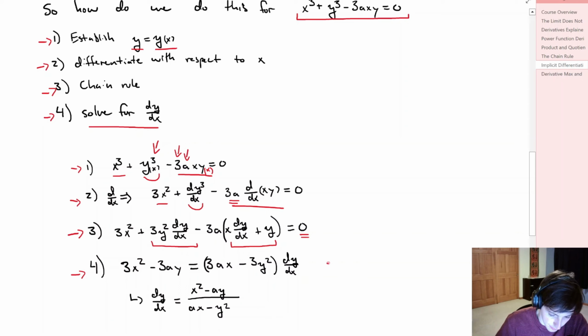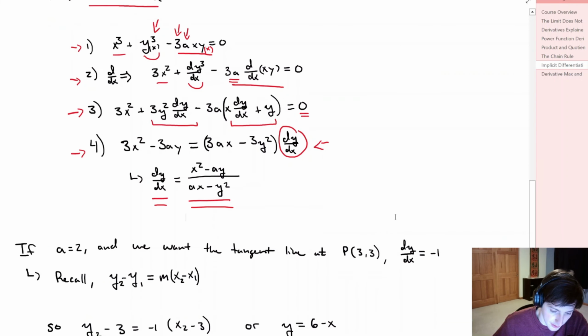So we have this term, and notice here we were able to factor out dy dx, or that derivative of y with respect to x, and we can actually solve what that is. So in this case, this is what we're equal to, and this is our solution.